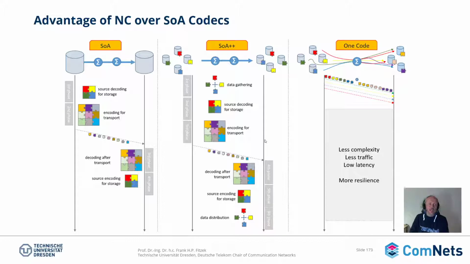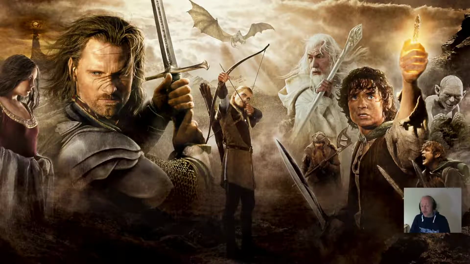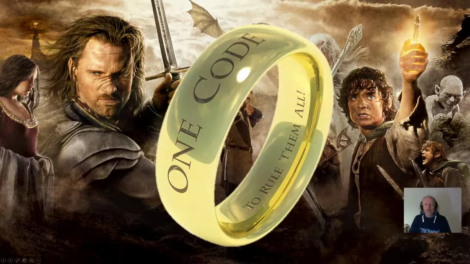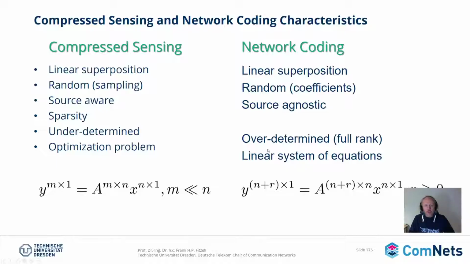To motivate our PhD students, we always tell them they are like these heroes from Lord of the Rings, right? And we are going for the golden ring. Only this time it's not one ring to rule them all. We need one code to rule them all. How could this work?